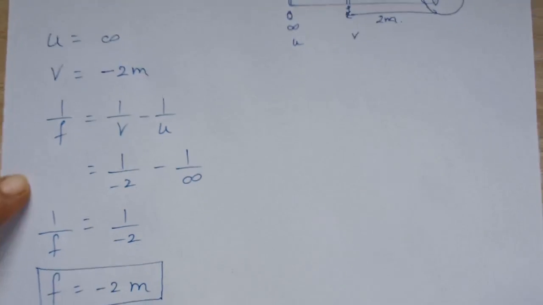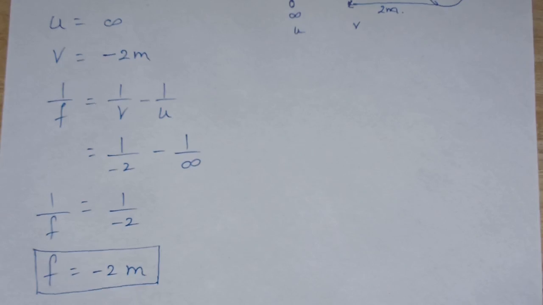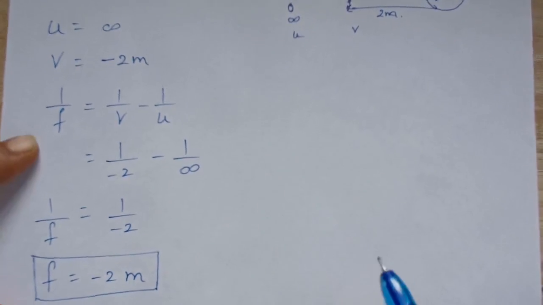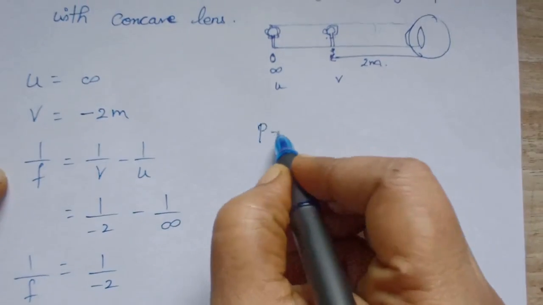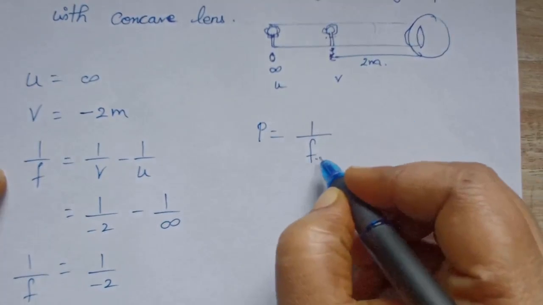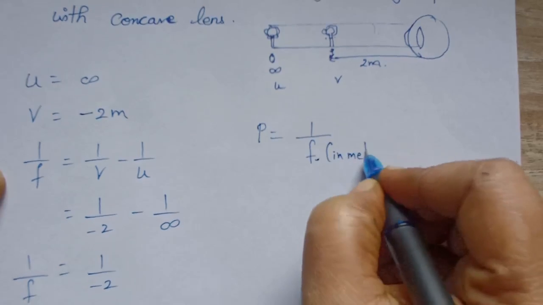So we found the value of the focal length. The lens we are going to use will have a focal length of minus 2 meter. From this you can easily find the power. What is the power formula? P is equal to 1 by f. You have to substitute the value of f in meters only. Remember that.